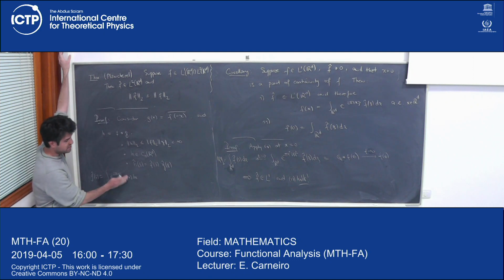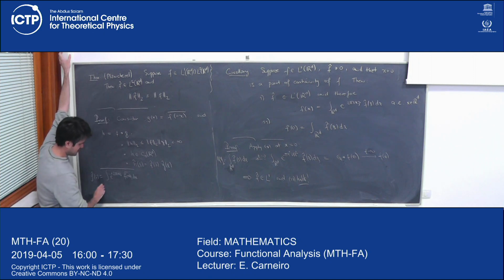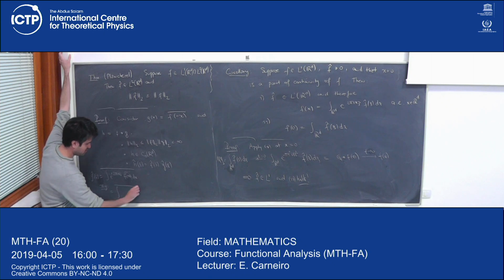I go here and I replace g of x with f of minus x bar. I put the bar on top of everything and change here to the conjugate. Okay? There's a minus x here. I change minus x to y and I get the integral of e to the minus 2 pi i y c f of y dy.